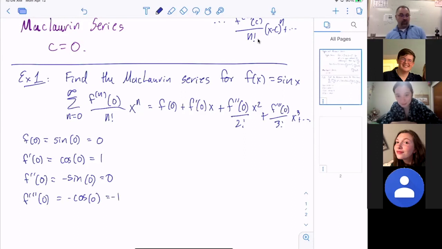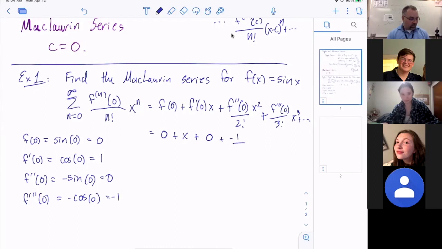And so if I just write down the first few terms of our series, the first term is 0. So the first real non-zero term is x. The next term is going to be 0. And then the next non-zero term is going to be negative 1 over 3 factorial x cubed. And then of course, you can see what happens. The even derivatives all end up with a sine in them. So the next one would be 0, and that would be the fourth derivative. The fifth derivative is back to cosine, so that's a positive 1 over 5 factorial x to the fifth.